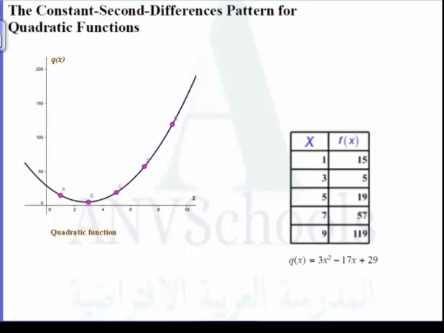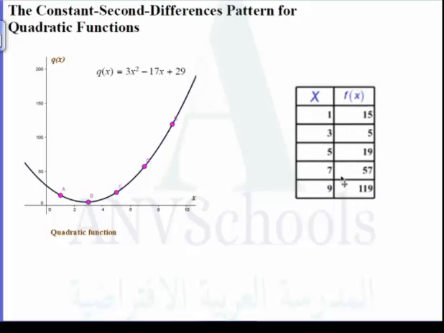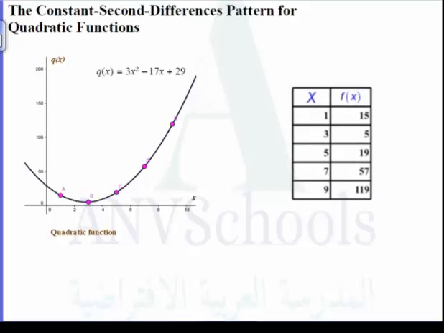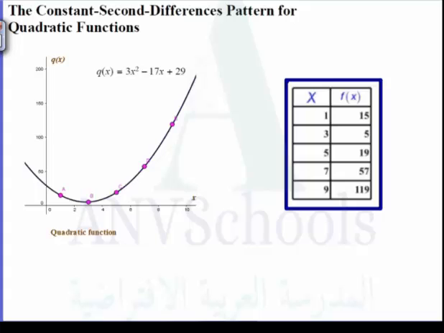Q of x, our quadratic function, is q of x equals 3x squared minus 17x plus 29, formed from this table of x and f of x values. For x equals 1, our f of x is equal to 15. If x equals 3, f of x is equal to 5. If x equals 5, f of x is equal to 19. If x equals 7, f of x is equal to 57.